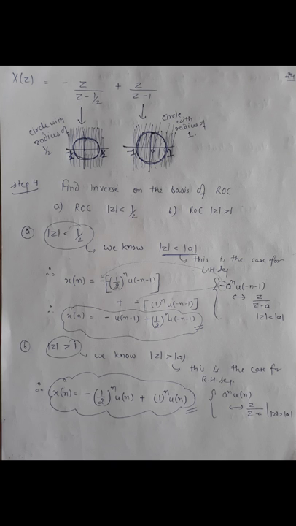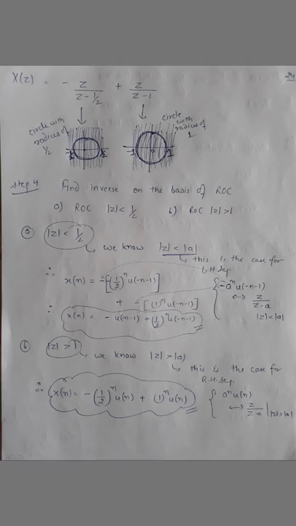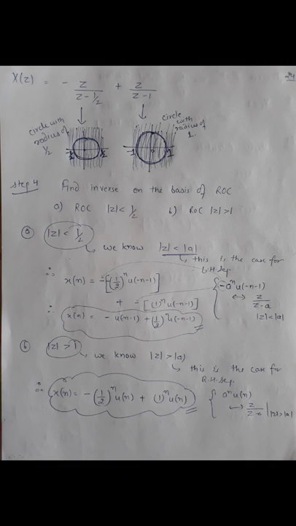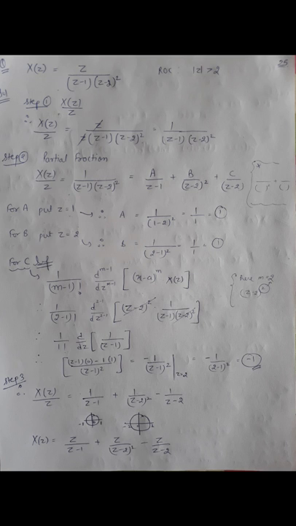Now second case, mod of z greater than 1. We know that this is the case of right handed side sequence. So answer will be directly minus (1 by 2) raised to power n u(n) plus 1 raised to power n u(n). Let's go for the next question.